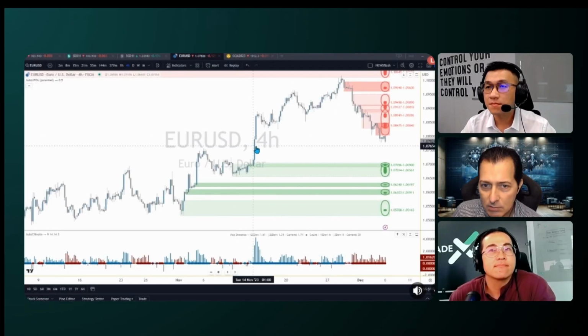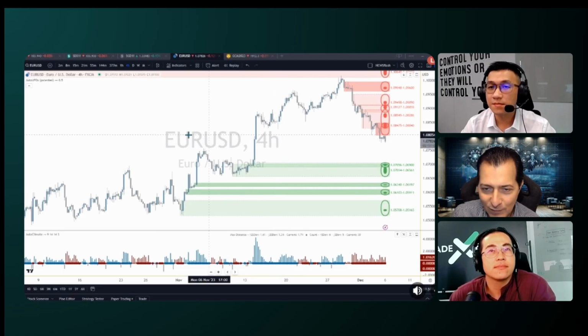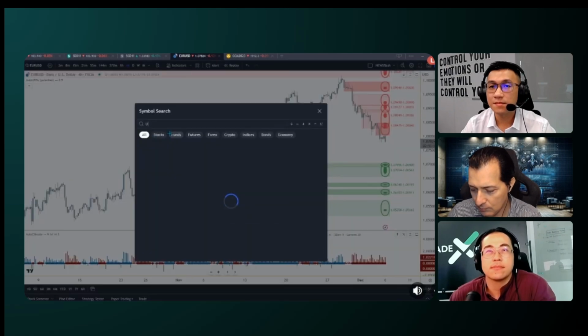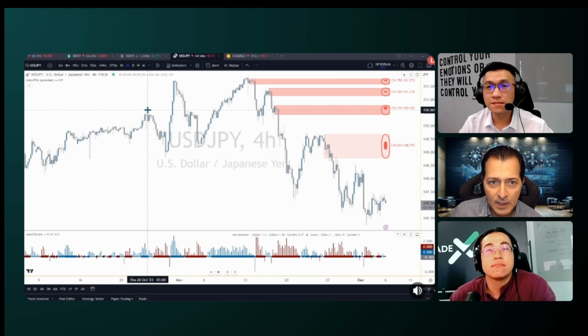Here we have the euro. This is a 4-hour time frame. It doesn't need to be the euro. It doesn't need to be the 4-hour time frame. So I'll change to the yen, for example. Okay, so here we have the yen. This is TradingView, by the way.